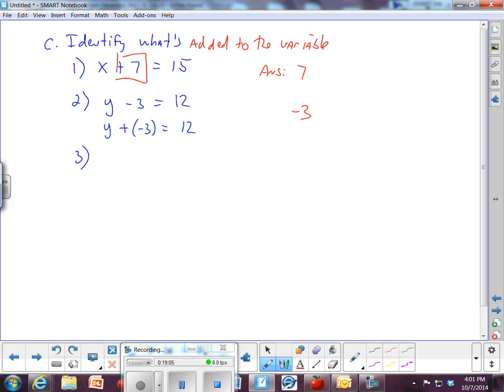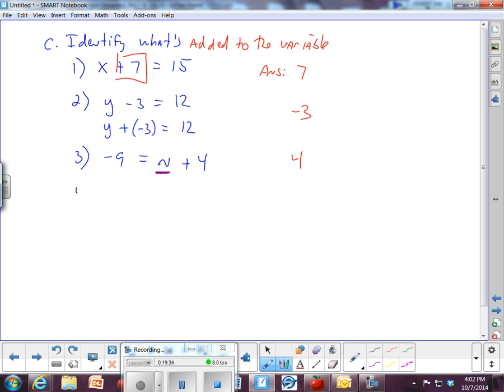How about this one? How about negative 9 equals n plus 4? Negative 9 equals n plus 4. Now be careful. Don't always look on the left. Where's our variable right now? It's over here on the right. So what's the thing added to the variable? And I hope you say it's the 4, right? That's what's added to the variable, and we'll want to move the 4 by adding its opposite to both sides.